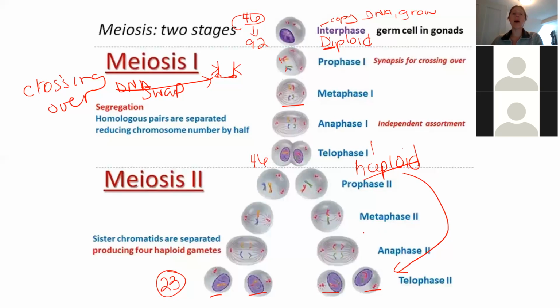Otherwise, the basic process is the same as mitosis. Metaphase, they line up in the middle. Anaphase, they pull apart. Telophase, we reform the nucleus. You're going to notice there's no interphase again here in the middle because we want to get to half the amount of DNA. So we don't want to copy it again. So we're just going to copy once and divide twice to get the cell divided in half.